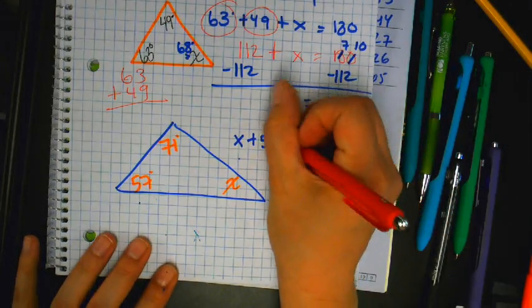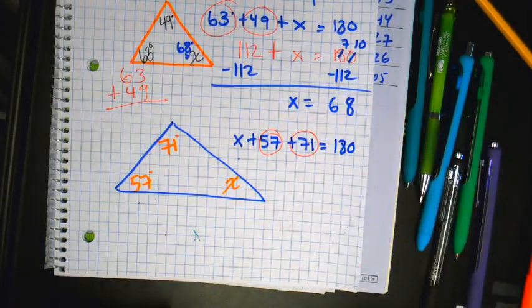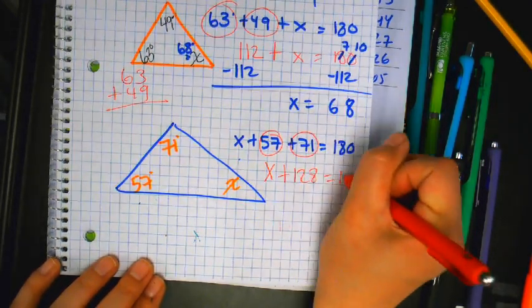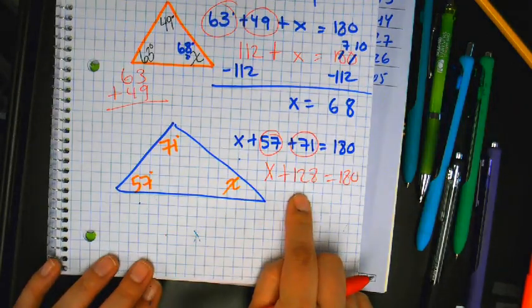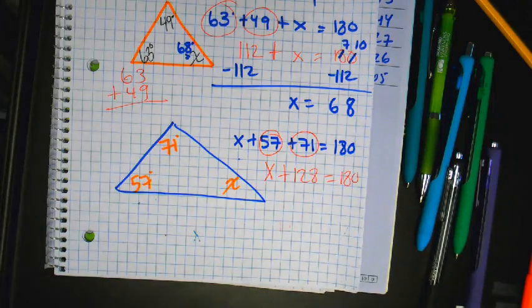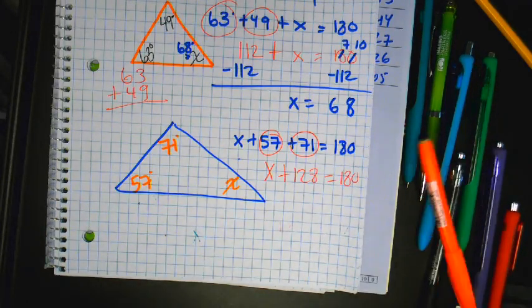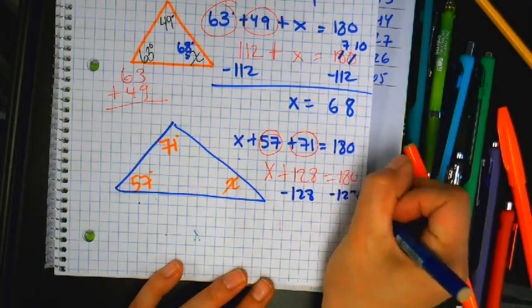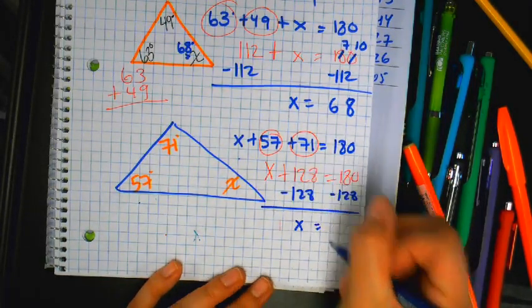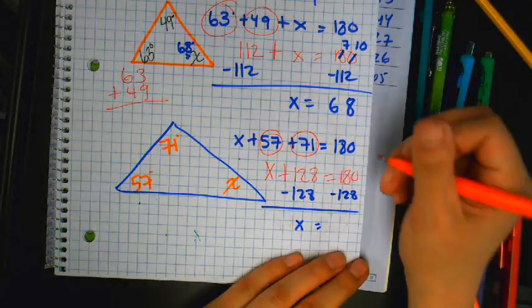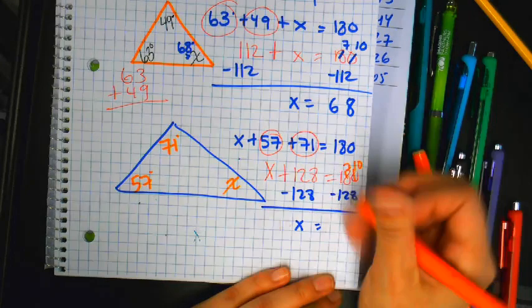So what do we get when we add the two numbers together? 57 and 71. 128. So x plus 128. Check yourself. Did you get 128? If you got 128, okay. Now we got to subtract 128, right? And this is where we run into mistakes. 52.